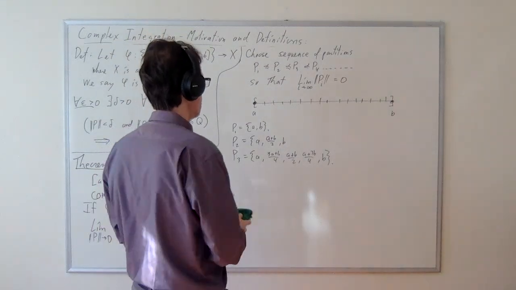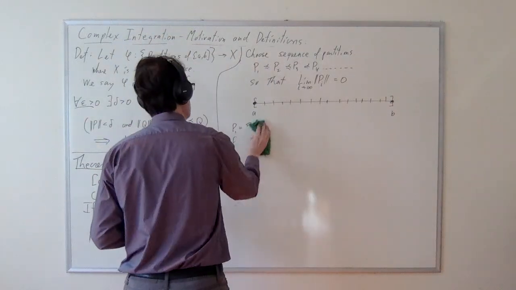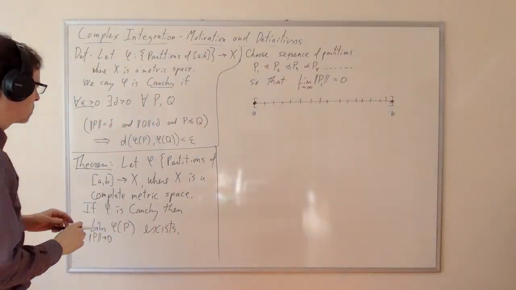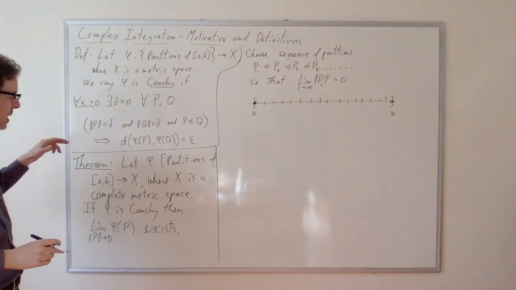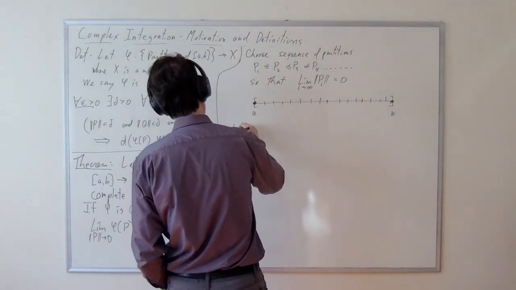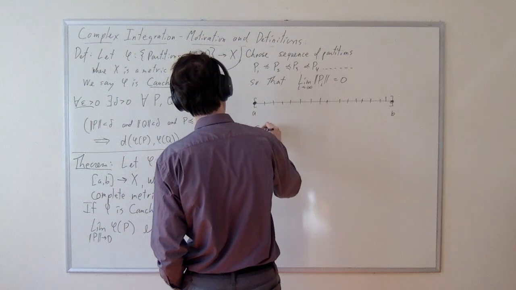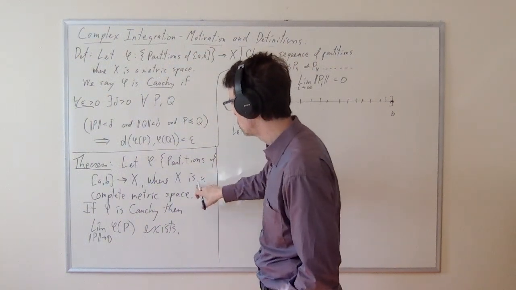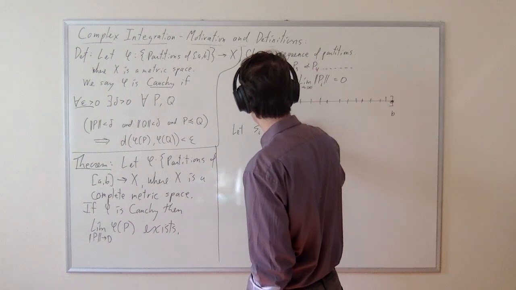What's that for? Well, the point of that is you can use that to construct a Cauchy sequence, an actual sequence, which is Cauchy. So let's let S sub i be phi of P sub i.